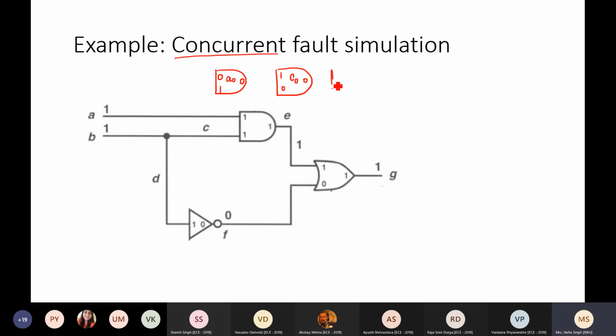The other stuck at fault? E stuck at 0. तो input तो original रहेगा 1 1, output becomes 0. Any other possible fault? मैम, दोनों स्टक एट 0 नहीं कर सकते? नहीं, सिंगल stuck at fault होती है ना, हमने पहले ही कहा. Yes ma'am. But B stuck at 0. Yes, B stuck at 0.